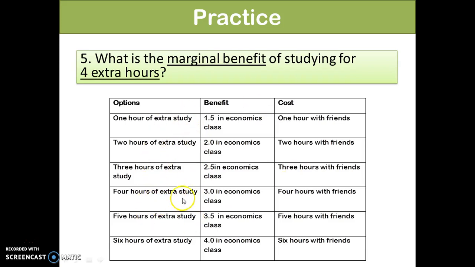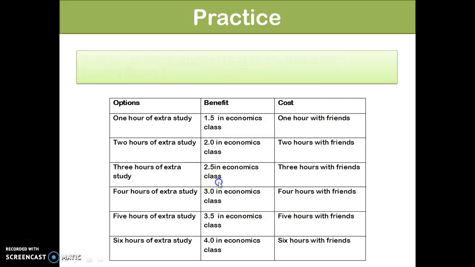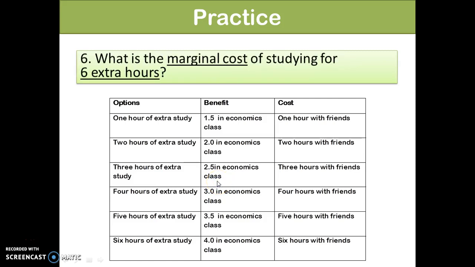4 extra hours of study, the total benefit is 3 minus 2.5, we get a 0.5 increase in our score. The marginal cost of studying for 6 hours, we give up 6 hours with our friends, is the total cost. Marginal cost is going to be 6 minus 5, 1 additional hour with our friends.